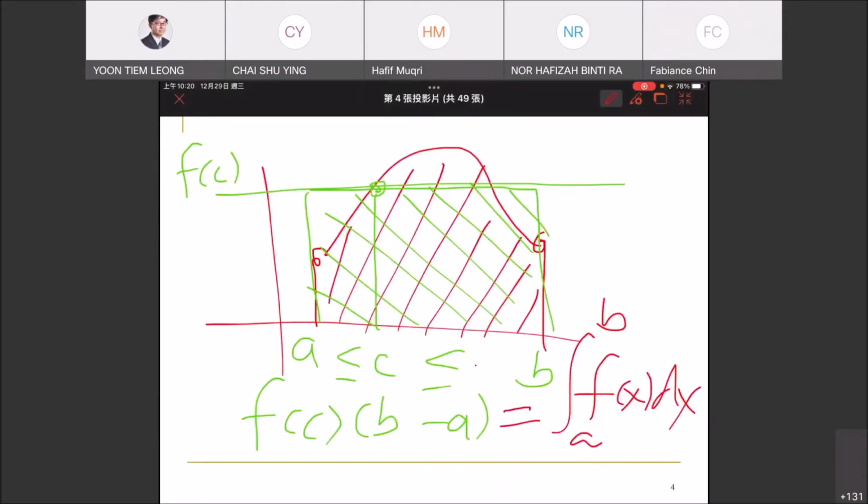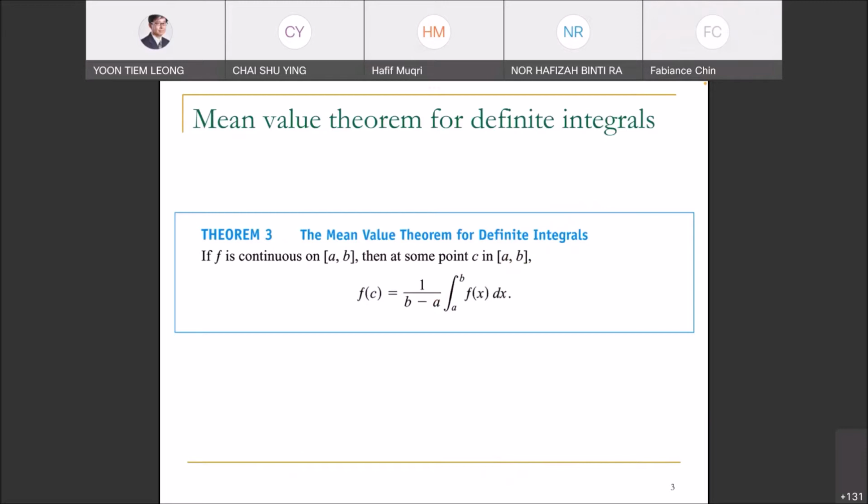What we are talking about is that the theorem guarantees the existence of a value of c such that f(c) is just equal to the area divided by the width of the function. So that is what this theorem is about. Okay, so it's a theorem that guarantees the existence of c, where f at c represents the average of the function lying between a and b.